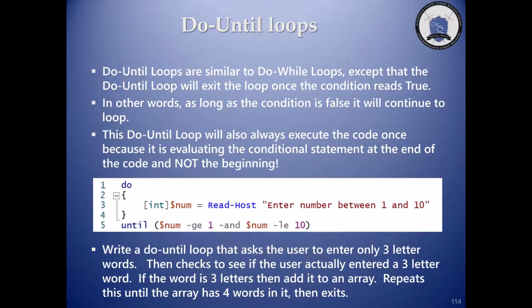And once it has an array that has 4 words in it that are all 3 letters, then I want you to exit the loop. So give it a shot. I'll go ahead and show you how I did it. But again, I want you to go ahead and pause this video. See if you can do it on your own, right? If you can't, then you can go ahead and watch it. But I really want you to focus and try to get it without seeing my help.